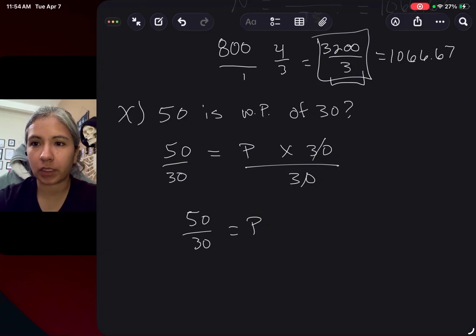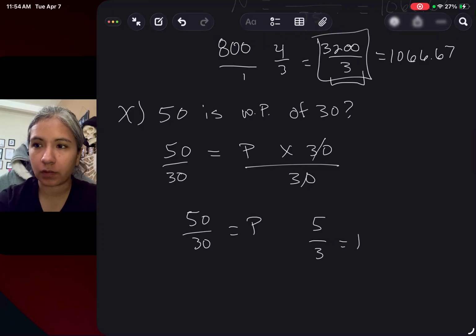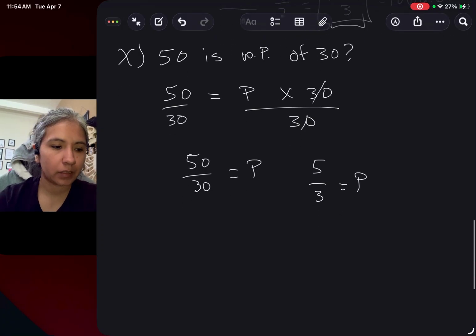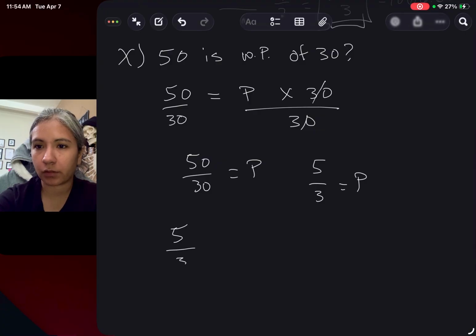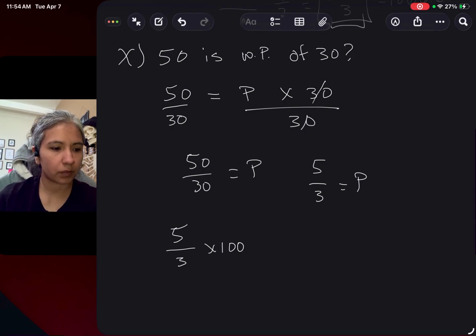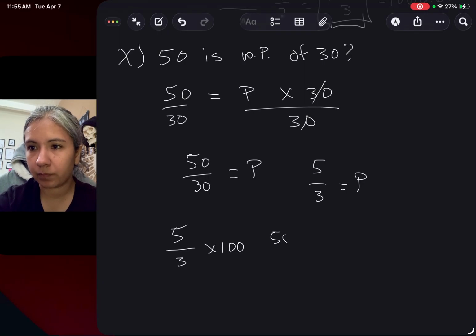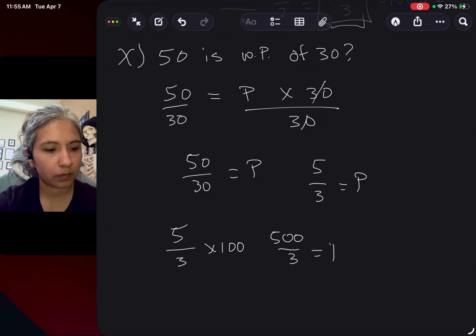So if we divide both sides by 10, that's going to give us 5/3 is what we're looking for. So this is a fraction. We want to convert it into a percent. So we multiply by 100. So 500, right? 500 divided by 3 will give us our percent.